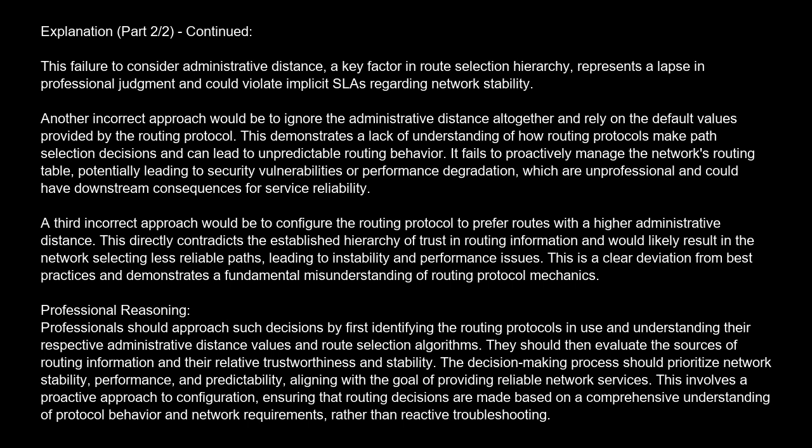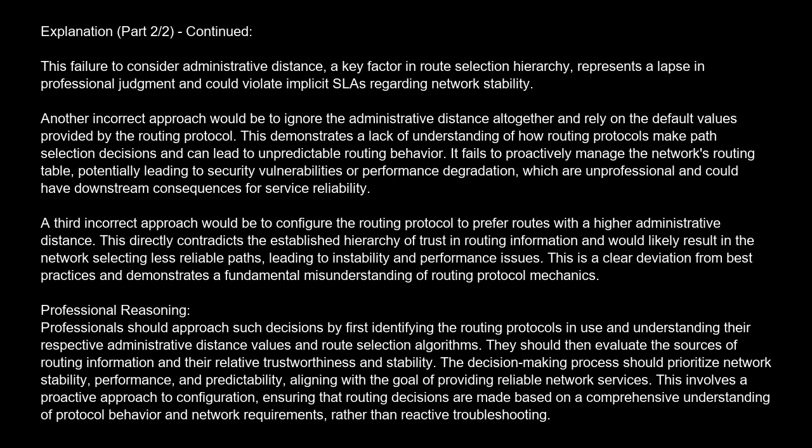Another incorrect approach would be to ignore the administrative distance altogether and rely on the default values provided by the routing protocol. This demonstrates a lack of understanding of how routing protocols make path selection decisions and can lead to unpredictable routing behavior. It fails to proactively manage the network's routing table, potentially leading to security vulnerabilities or performance degradation, which are unprofessional and could have downstream consequences for service reliability.